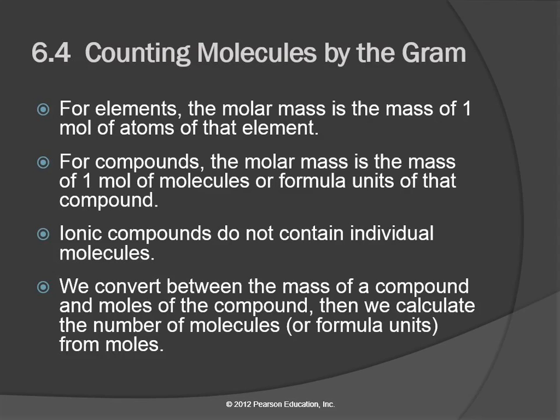So when we talk about the molar mass of an element, it's the mass of 1 mole of atoms. If we're dealing with a compound, the molar mass is the mass of 1 mole of molecules, or formula units. We use the term formula units for ionic compounds because they do not contain individual molecules. They do contain ions.